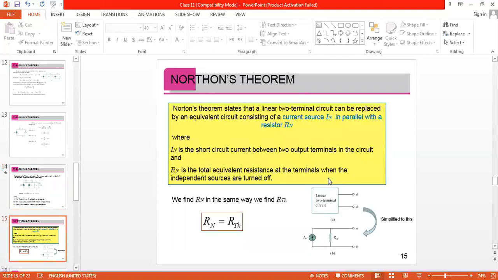Next is the Norton theorem. Norton theorem is very similar to the Thevenin theorem, but here we can replace a whole circuit with one current source and a resistance. But that resistance has to be in parallel with the current source. The concept is the same, but in the output we don't have a voltage source, we have a current source.